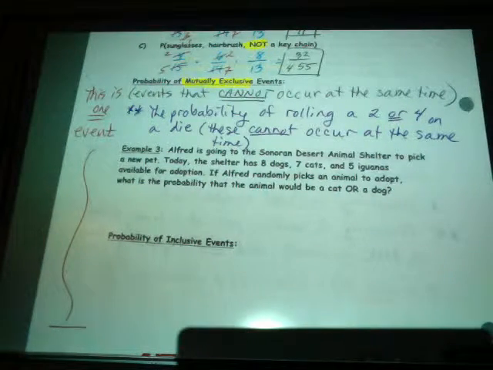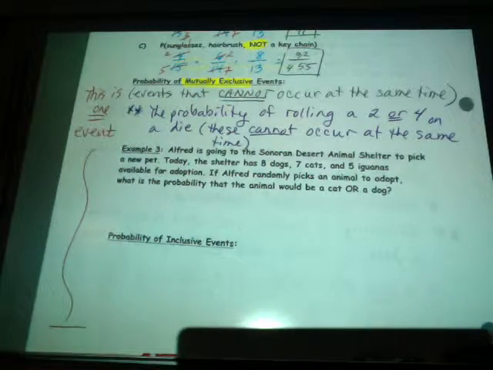Does that look fuzzy to you, or is it just me? Is it fuzzy or clear? Oh, it's just me? Okay, good to know.